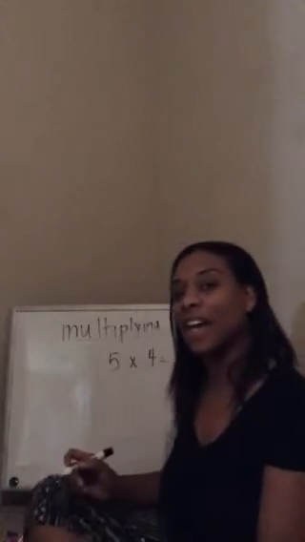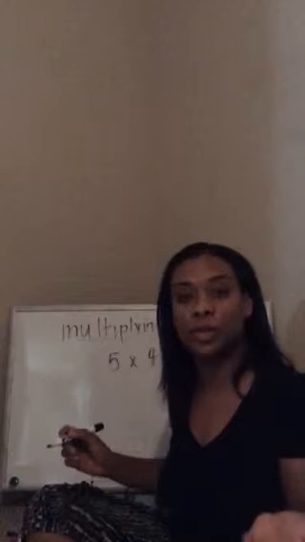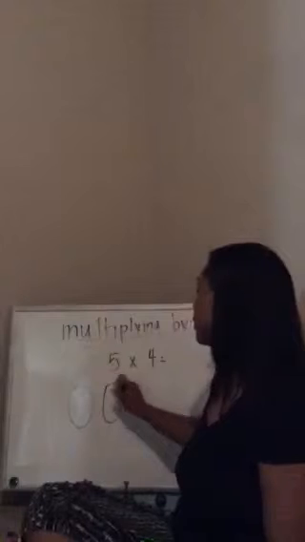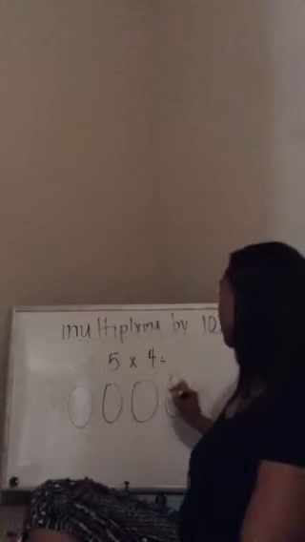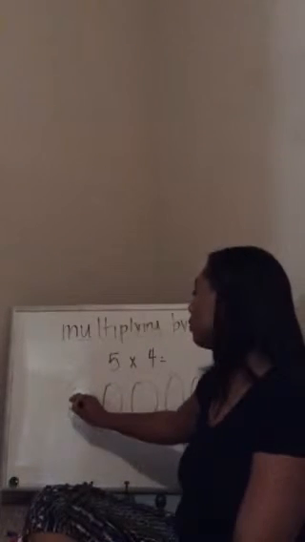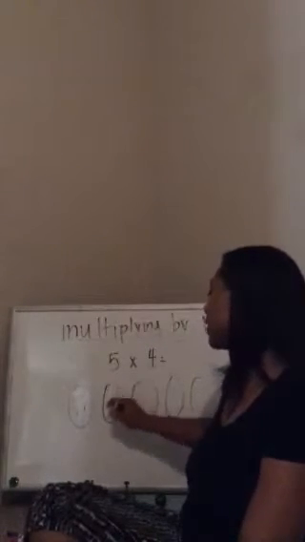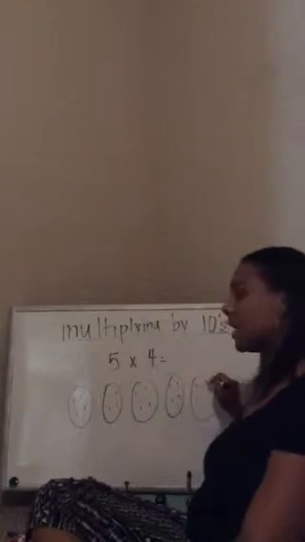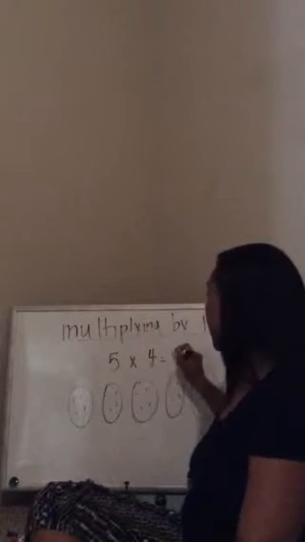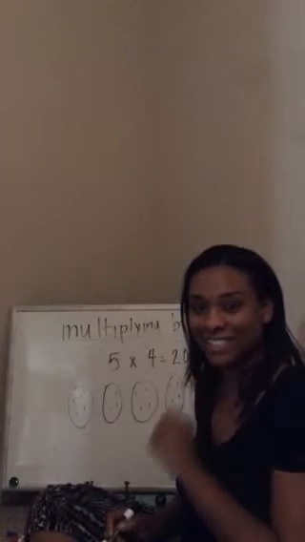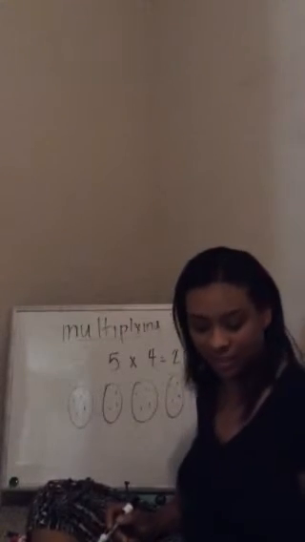Glad you're back. Okay, so I hope that you drew this on your board. 5 groups. 1, 2, 3, 4, and 5. 5 groups of 4. 1, 2, 3, 4, 5, 6, 7, 8, 9, 10, 11, 12, 13, 14, 15, 16, 17, 18, 19, 20. My product is 20. Did you get 20? I'm so happy you know your math facts. Have you been practicing? All right.